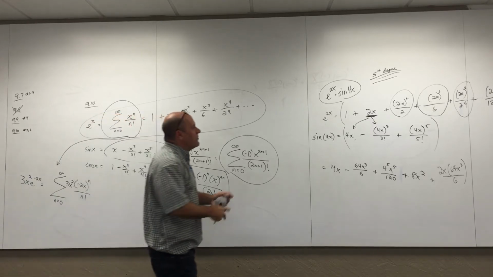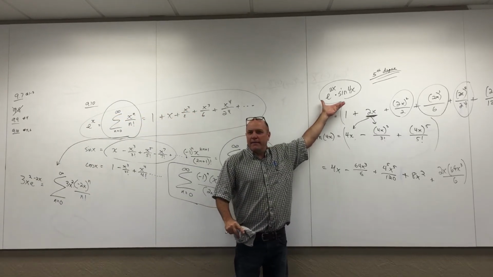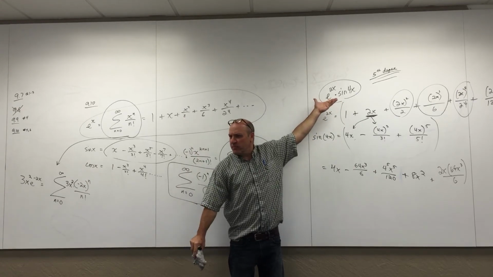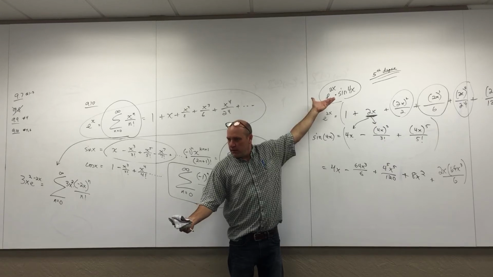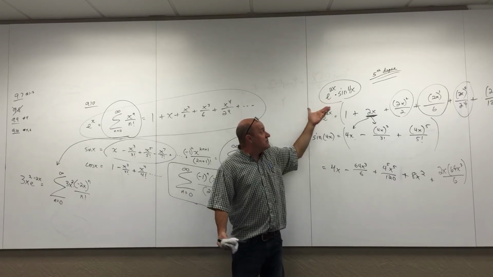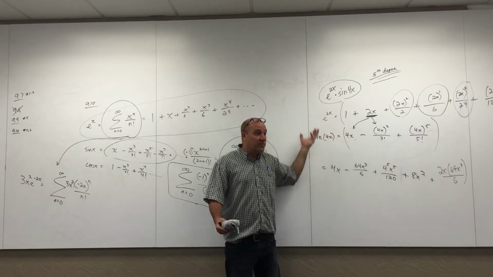The same problem using 9.7 would be what? Take 5 derivatives and build a polynomial. I'd rather not. Using 9.10, I'm allowed to use given series and multiply them together.